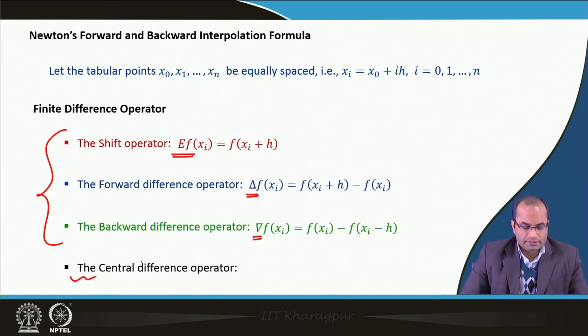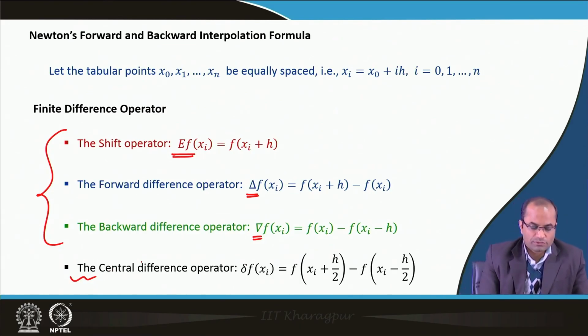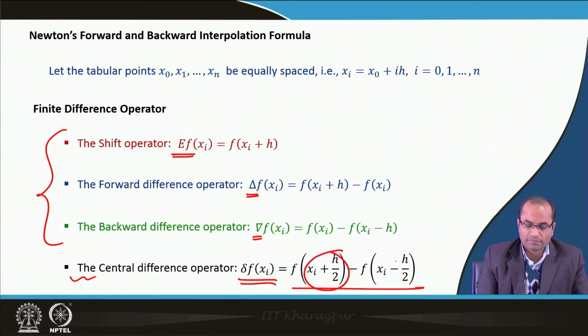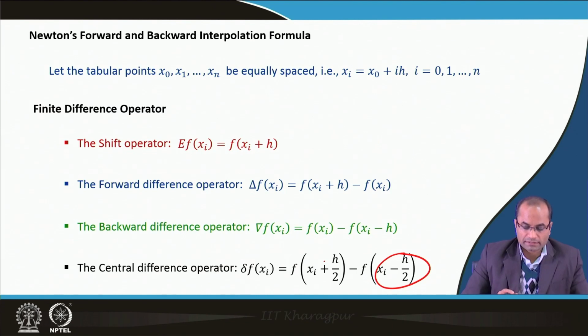Just for completeness, let me explain this also. Its symbol is delta f x i, and this is again a difference operator, and two values are used: it takes the value at x i plus h by 2 and then subtracts the value at x i minus h by 2. So, this is the central difference operator.